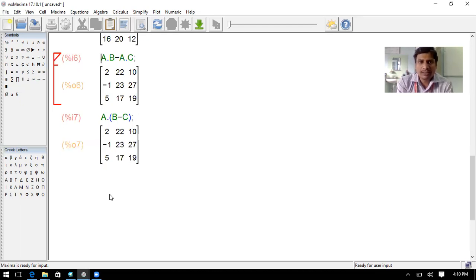Suppose you take dot, that means a row is multiplied to a column. The first matrix's row is multiplied to the second matrix's column. That is the dot operation. Okay, this is the one example. Suppose we take another practical. This is the new question.